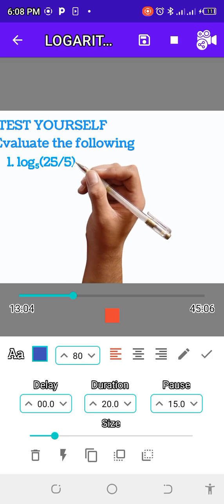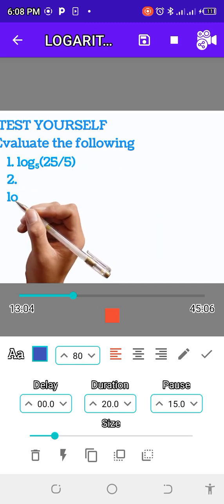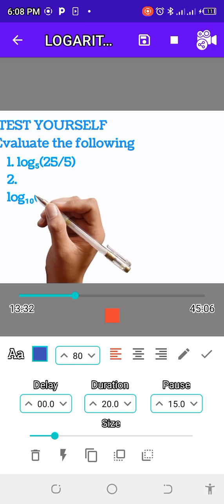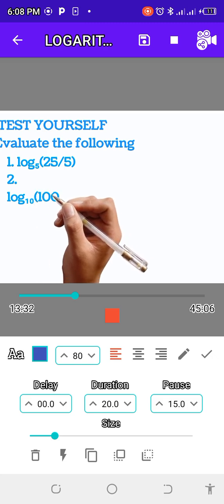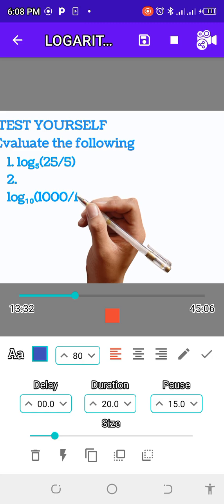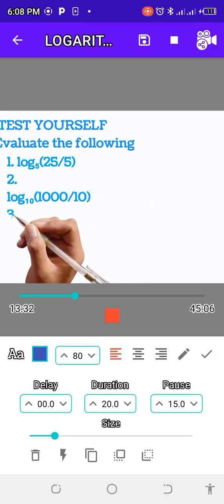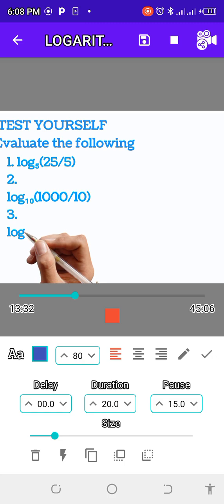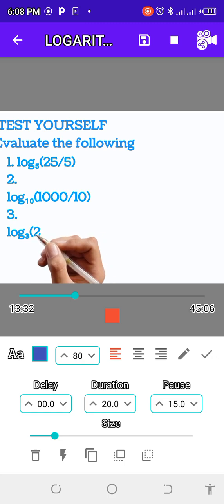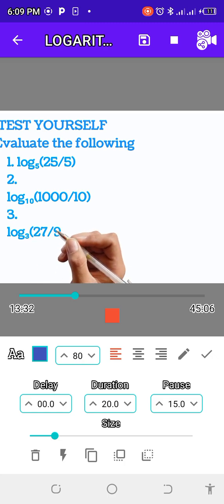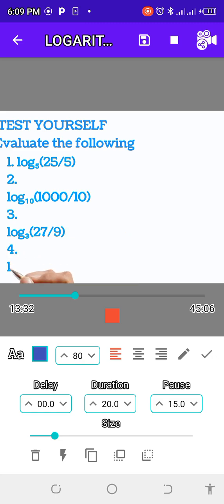Exercise 1. Evaluate log 25 over 5 base 5. 2. Log 1000 over 10 base 10. 3. Log 27 over 9 base 3. And 4. Log 64 over 16 base 4.